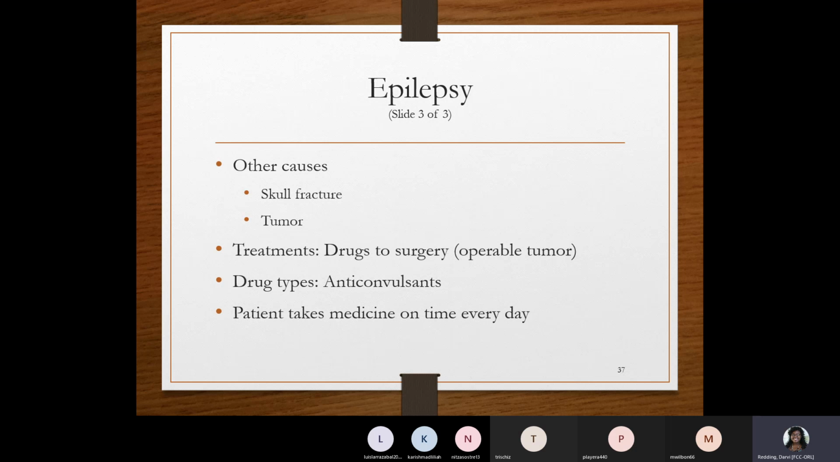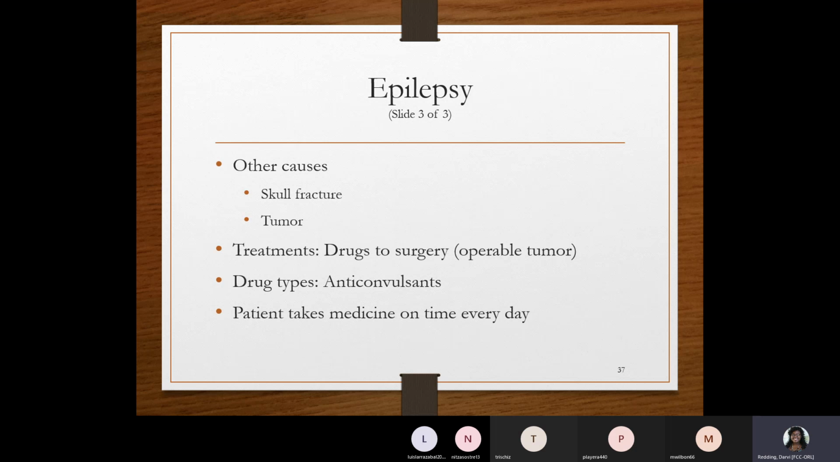So the drug classes that are going to treat epilepsy are anticonvulsants. And so a person who experiences epilepsy is going to take the medication on time every single day at the same time. You should know with epilepsy, unfortunately, there is no cure, but many people who are epileptic live a relatively normal life with drug treatment or with surgical interventions.